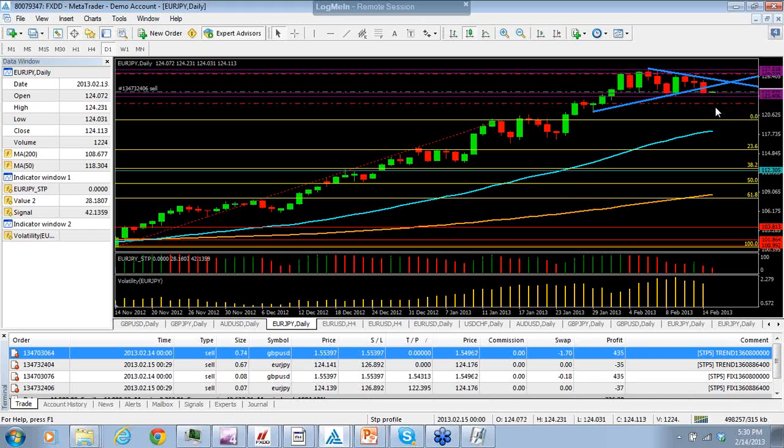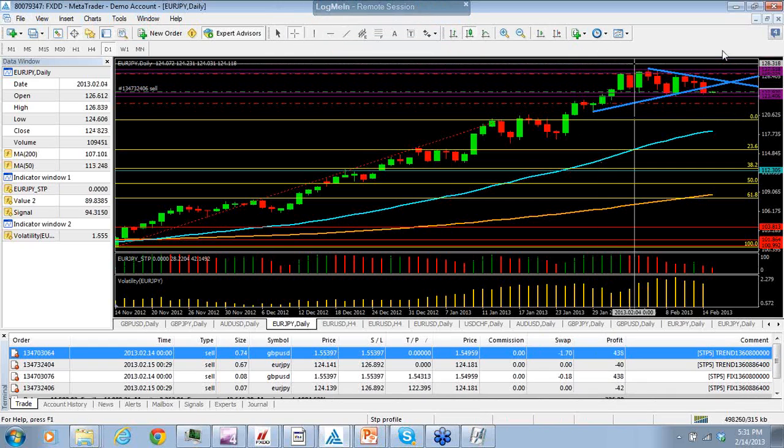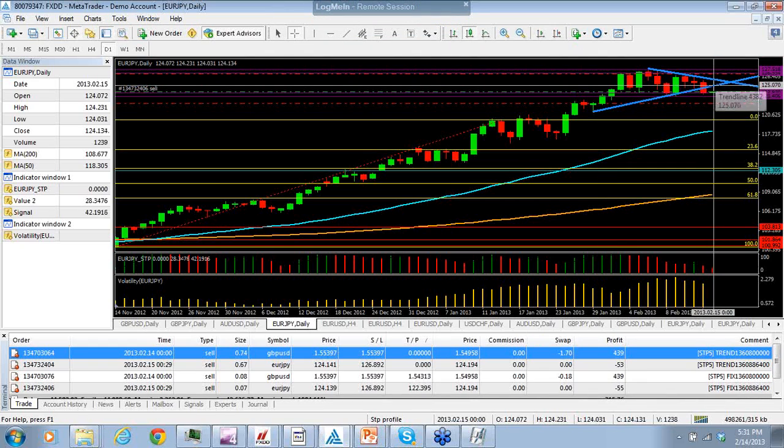We have our stop loss, our break-even stop set to 50%, and so we should be good to go. We're just going to have to watch that trade and see what happens here. We may see a retracement. If all goes well, to be honest with you, you may see a retracement.